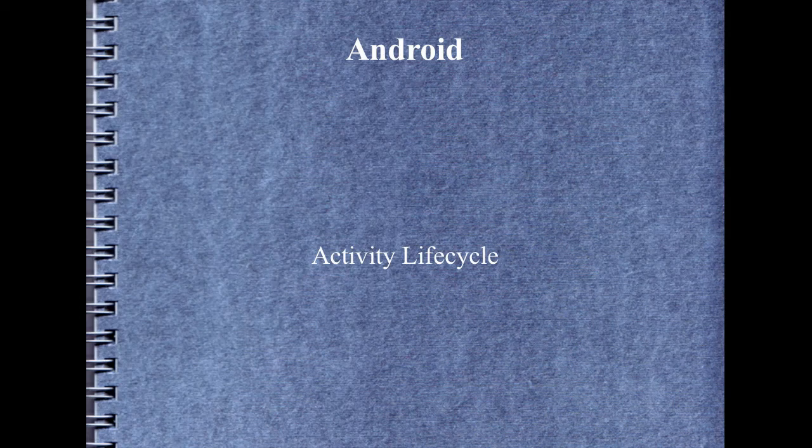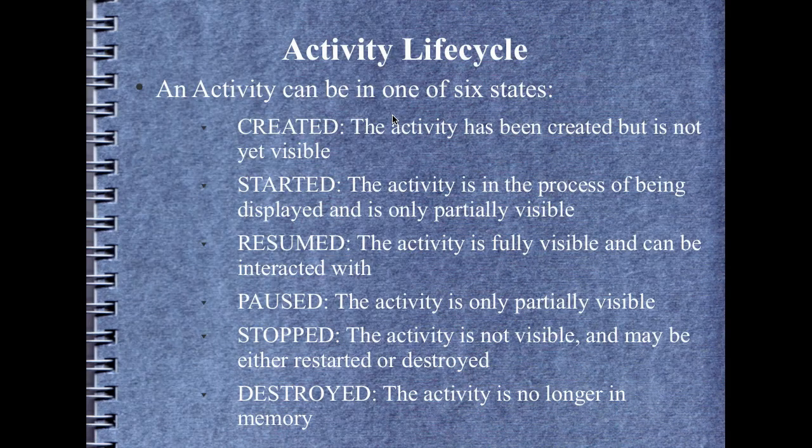Hi, in this video I want to talk about the Android activity lifecycle in some detail. So let's get started. An activity can be in one of 6 states throughout its lifecycle. It can be in what we call the created state, where the activity has been created, but it is not yet visible.